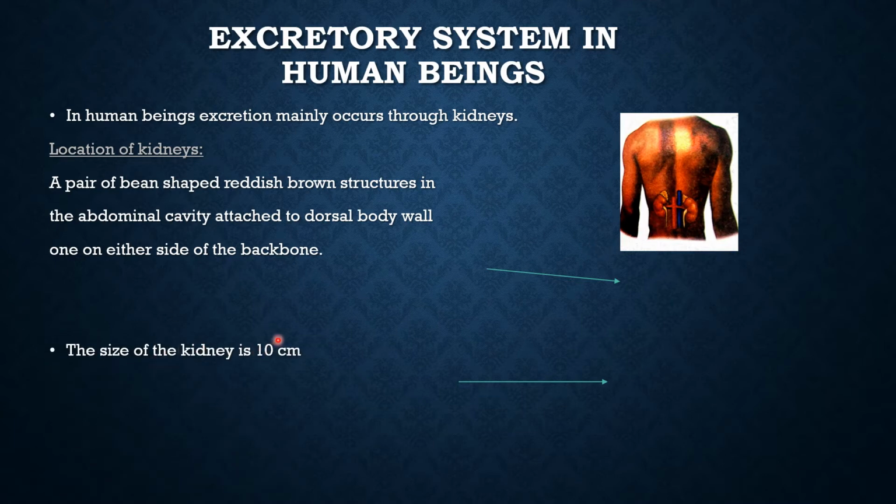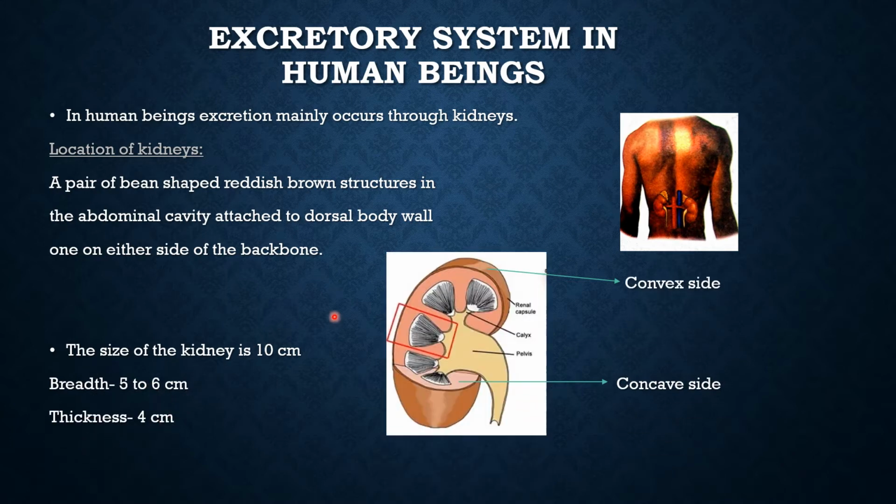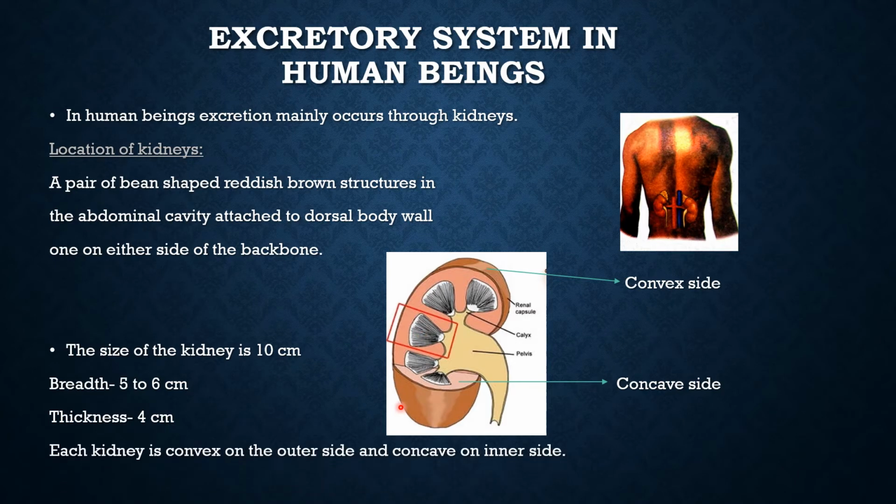The length of the kidney is 10 centimeters, breadth is 5 to 6 centimeters, and thickness is 4 centimeters. In this picture, we can observe that length, breadth, and thickness. Each kidney is convex on the outer side and concave on the inner side. This is the inner side and this is the outer side.